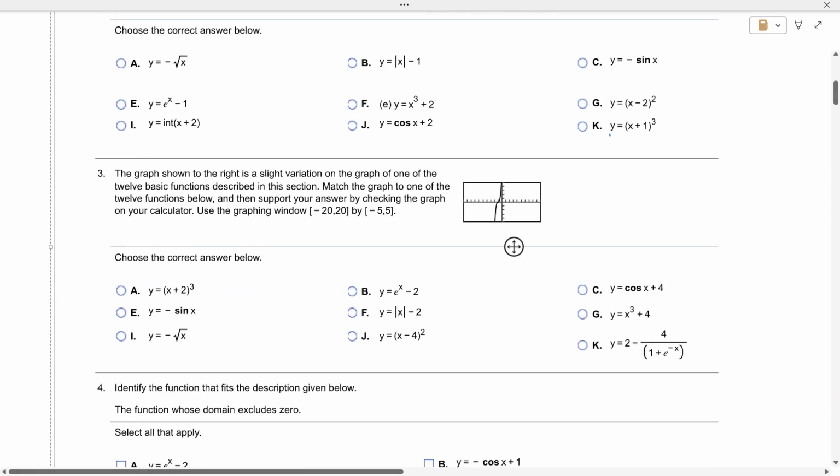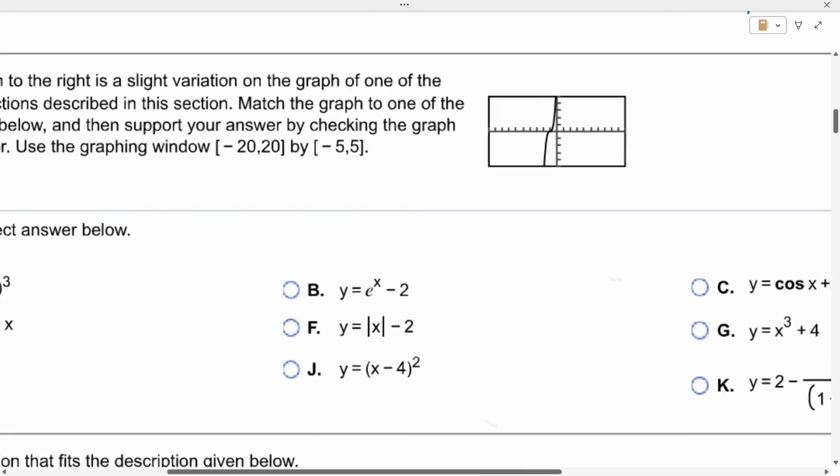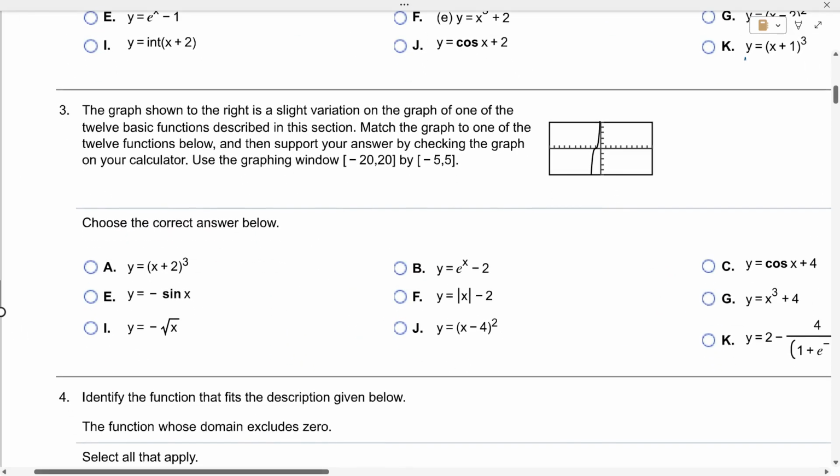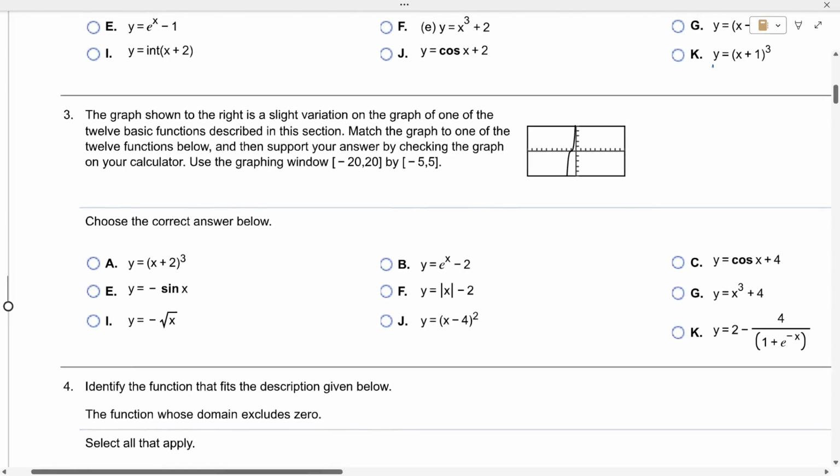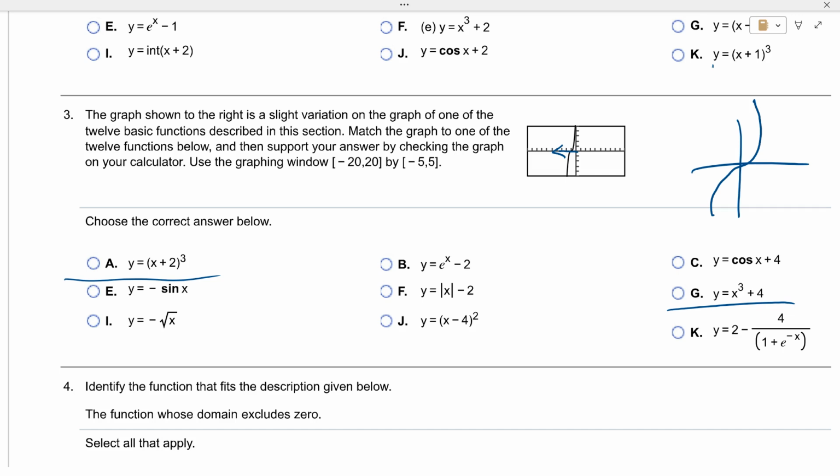Okay. All right. Let's look at this one. Which one does that look like? Cubic. It looks like a cubic. Here's a cubic, and here's a cubic. Which of those two cubics do you think it is? Now, a normal cubic goes through 0, 0. This one is pushed to the left. Which is pushing to the left? A or G? A is pushing to the left by 2. Okay, you learned that in Algebra 2.